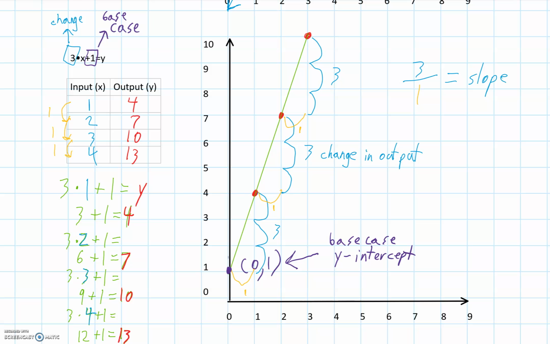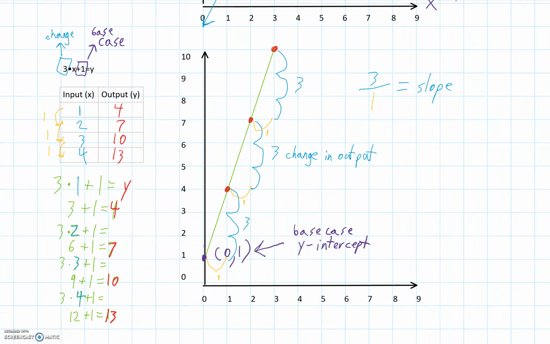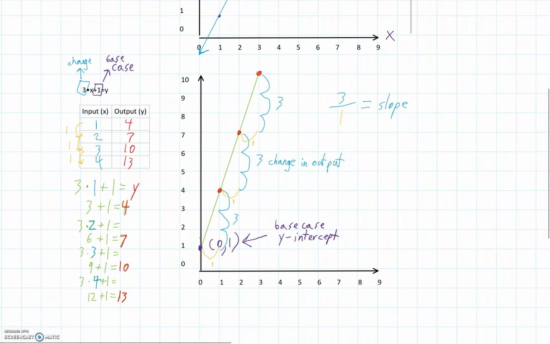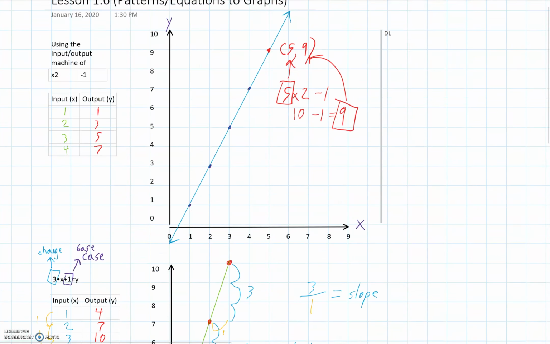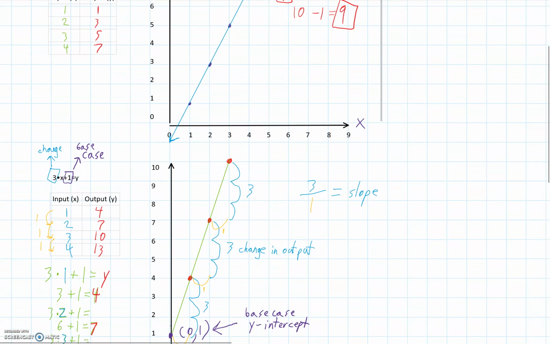Alright. Amazing stuff, really important, but again, this is a little bit beyond grade 6. All you really have to know how to do is this stuff at the top, which is just take an input-output machine, put it into a table, or take an equation, put it into a table, and then plot the points.